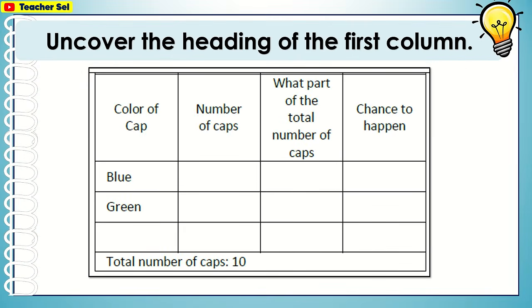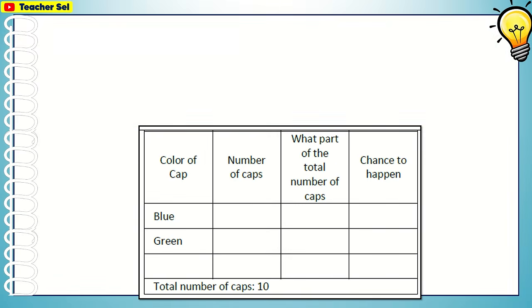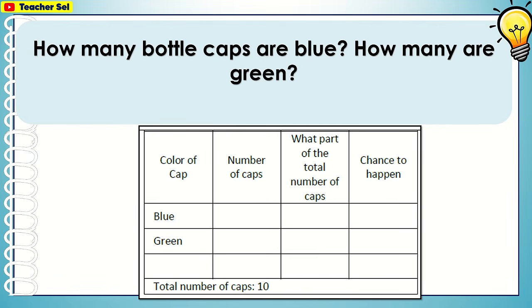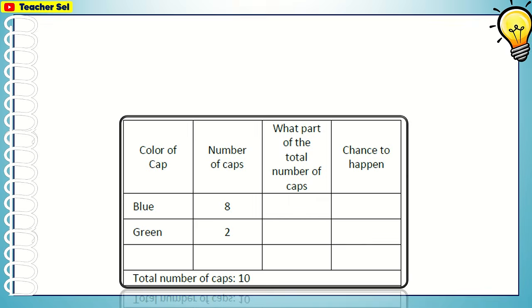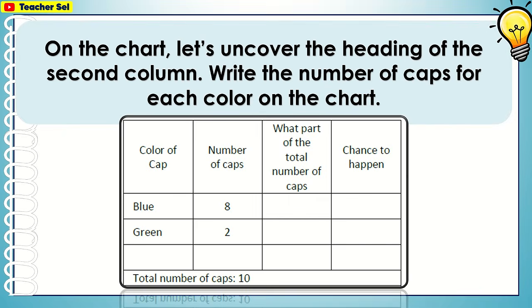Let's uncover the heading of the first column. How many bottle cups are blue? How many are green? There are 8 blue cups and 2 green cups. On the chart, let's uncover the heading of the second column. Write the number of cups for each color on the chart.